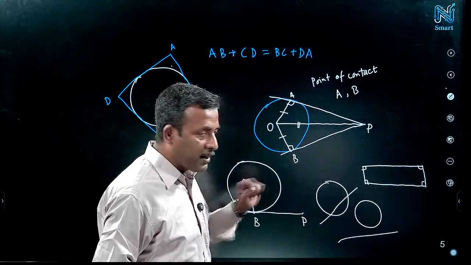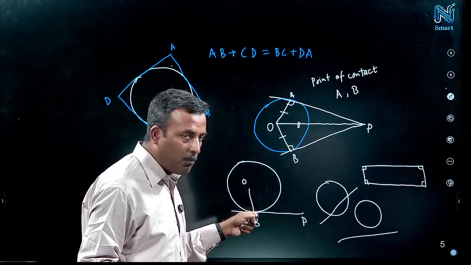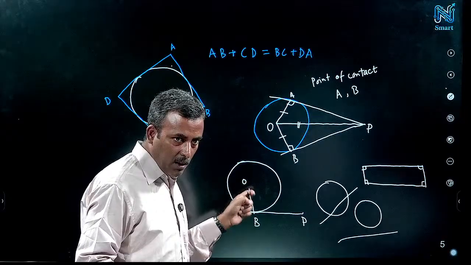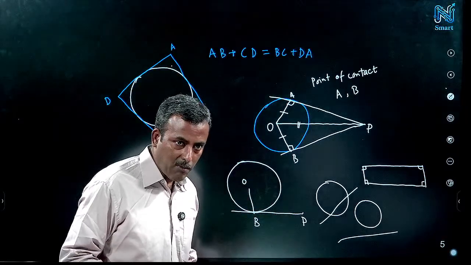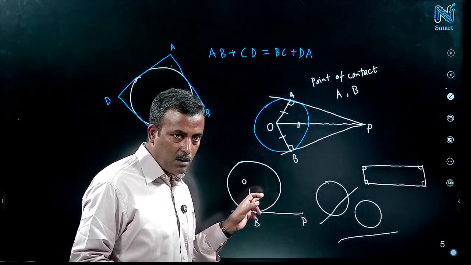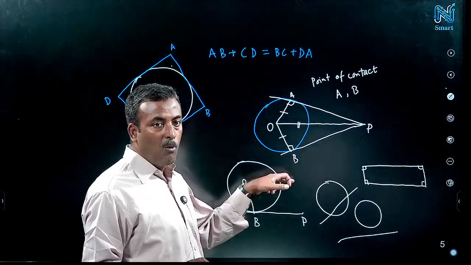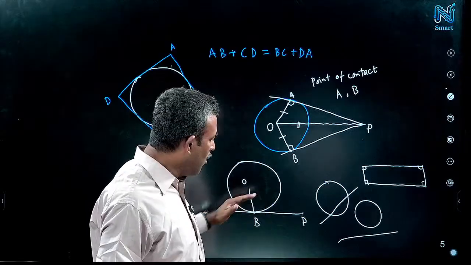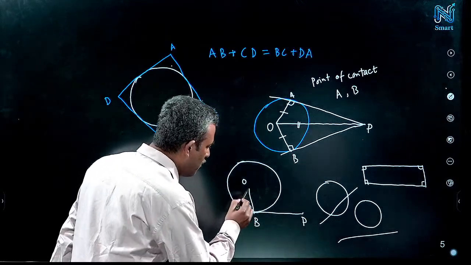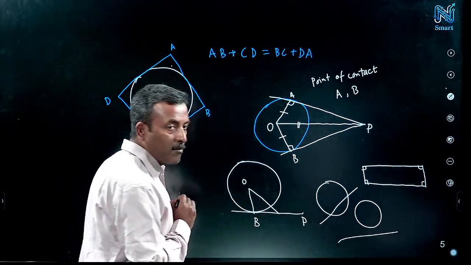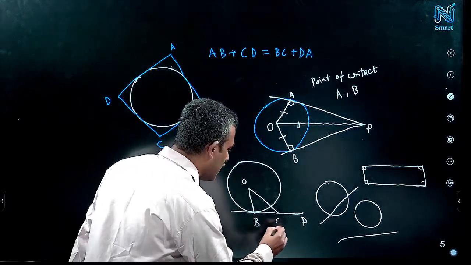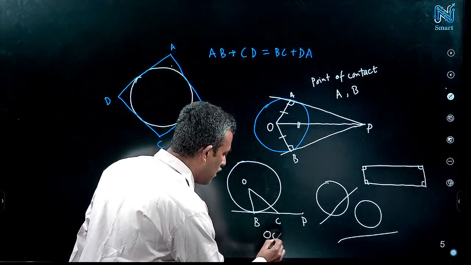Since this can't be a tangent, that means B is the only point common to the circle, and all other points are outside the circle, right? No point inside the circle. If some point were inside the circle, one more point would be there on the circle. So no point inside, all points outside. That means if you take any other point C, then OC is bigger than OB.